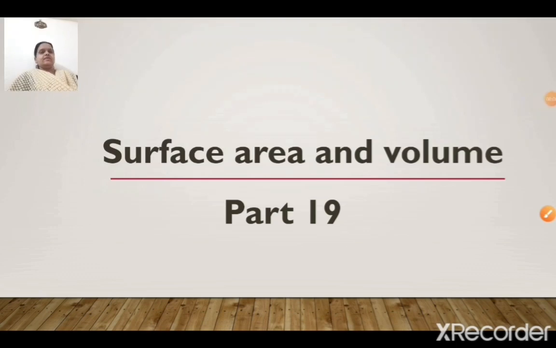Hello children, welcome back to our new period of mathematics. We will continue with our chapter surface area and volume. Last period we continued with our exercise 13.5. Today also we will continue with the same exercise. So let us revise the formulas required for that exercise.